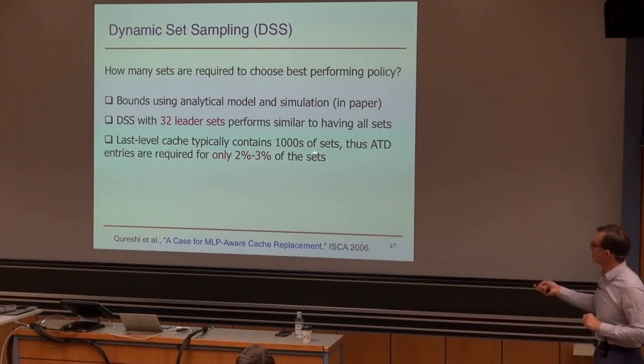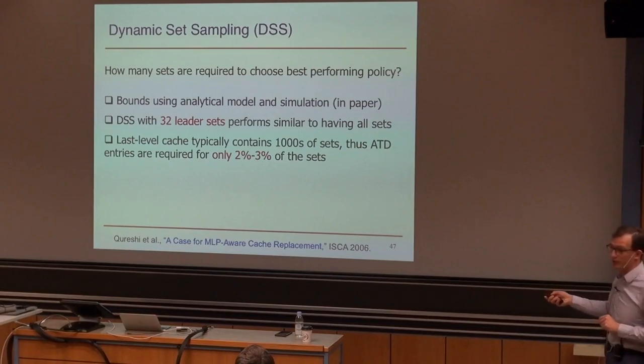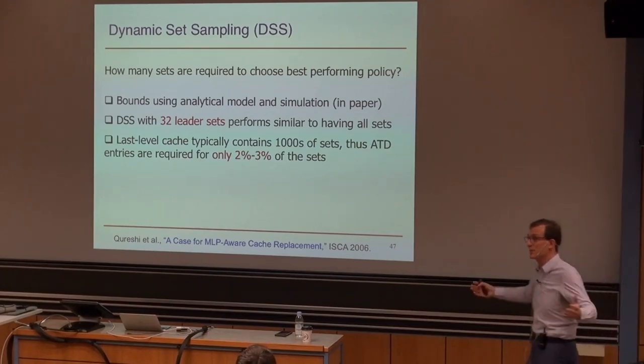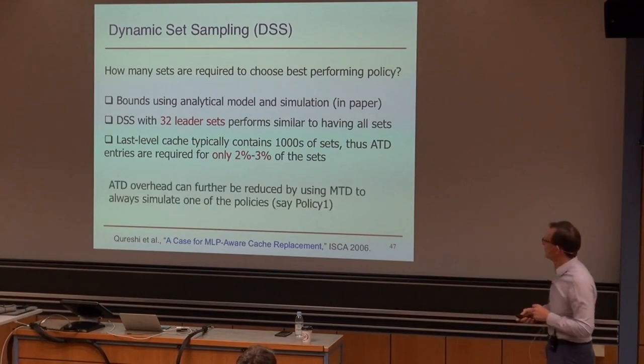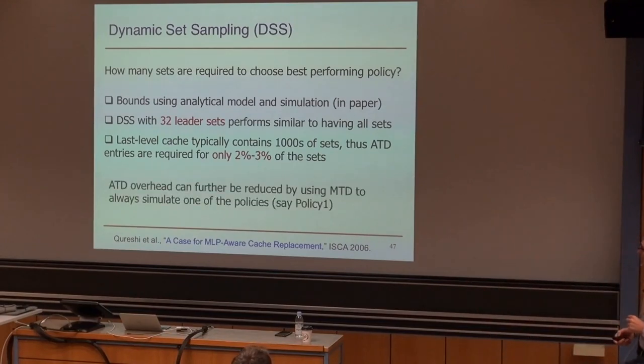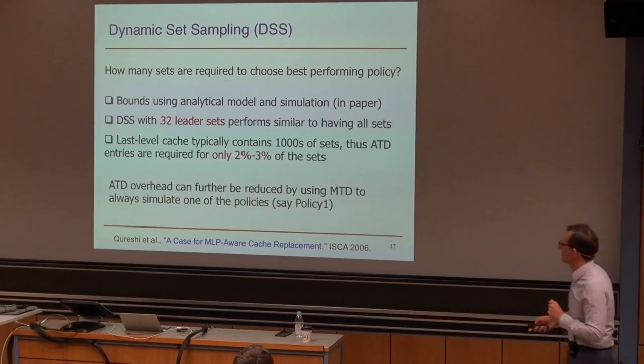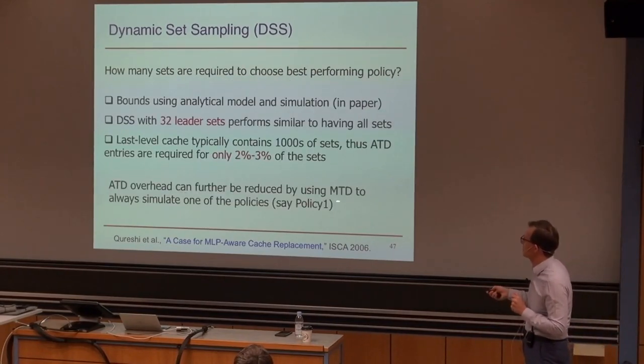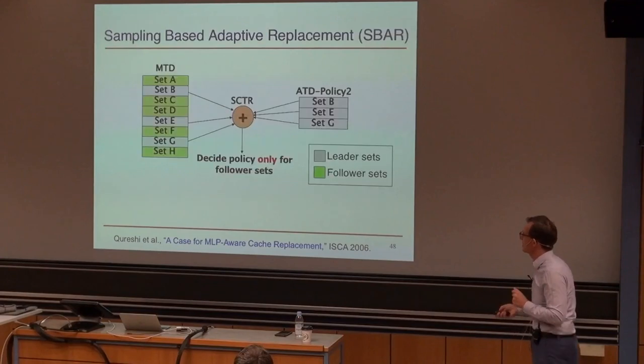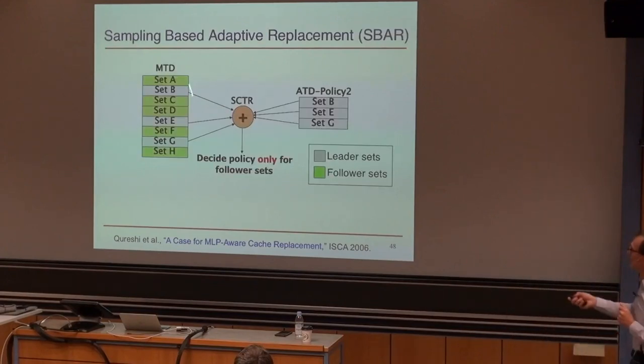Because you actually reduce the cost a lot if you have only 32, because last level cache has, let's say, 16,000, 32,000, 64,000 sets. Okay. And also, the overhead can be further reduced because you really don't need these three things, right? You can actually have one. The main tag directory could be following one of the policies, and you switch the main tag directory. So basically, you can further reduce this by using main tag directory to always simulate one of the policies. So okay, that's the idea, basically.